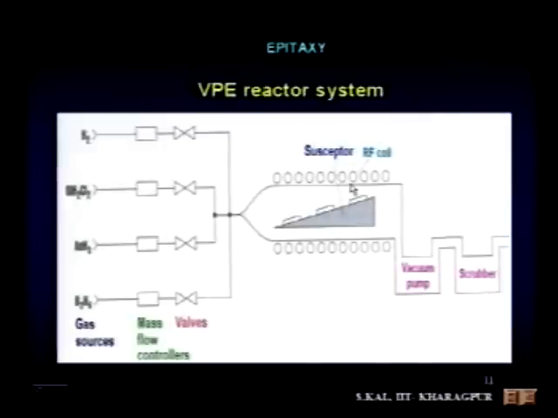And I was talking about the hot wall and cold wall reactors. So if you use resistive heating, then it is a hot wall reactor. But on the other hand, if you use RF heating, means if you use RF coils, there the wall will not be heated, rather the susceptor and substrate will be heated.